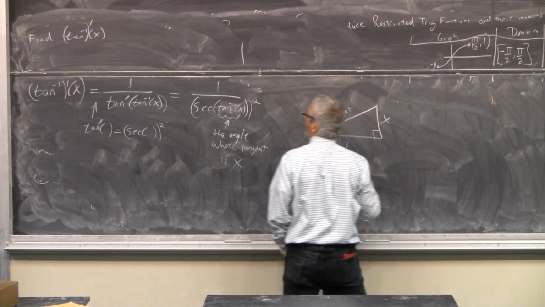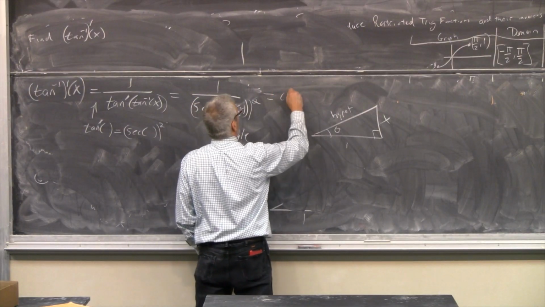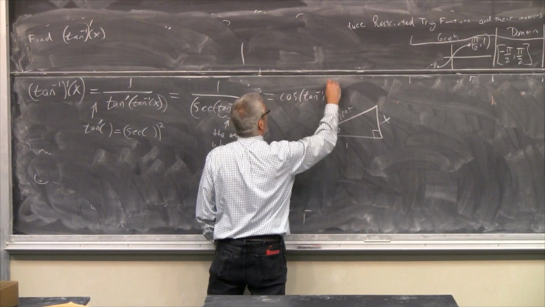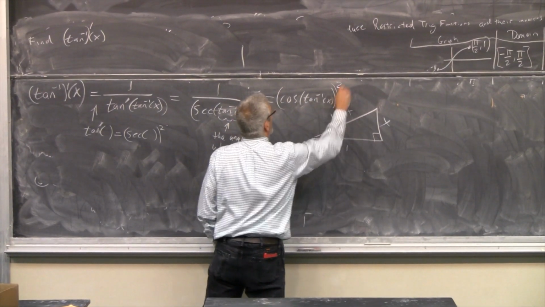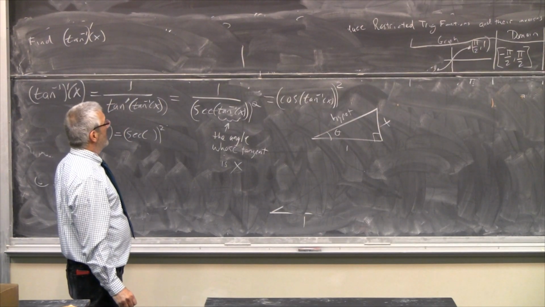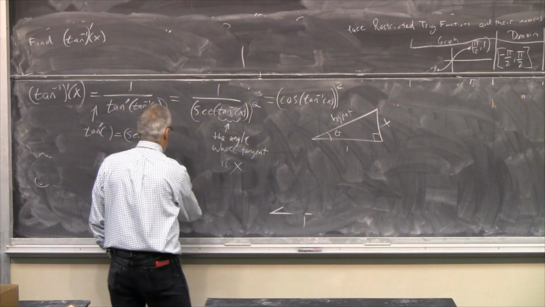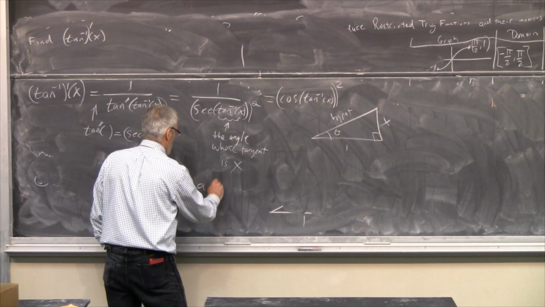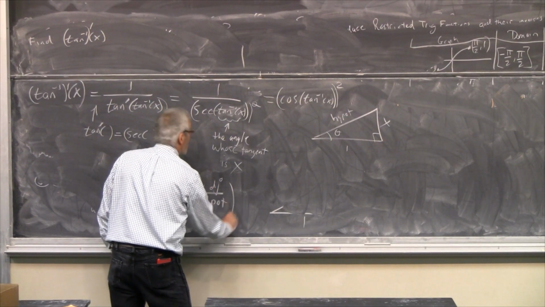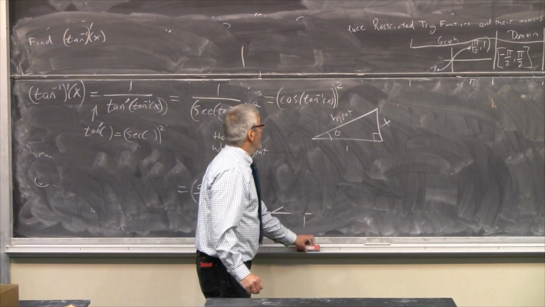So now we can write this more simply as cosine of tan inverse of x being squared. Instead of 1 over secant, that's just the same as cosine. So what's cosine of tan inverse of x? Well, that's going to be adjacent divided by the hypotenuse. And then that's going to be squared, because that whole thing is squared.